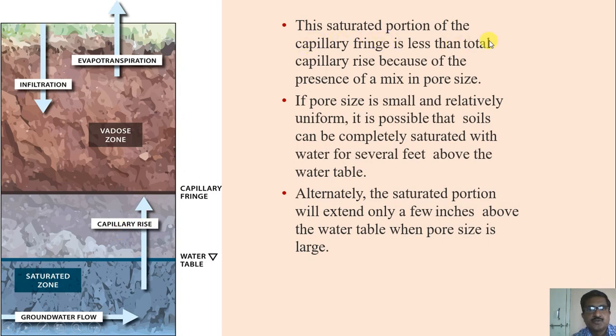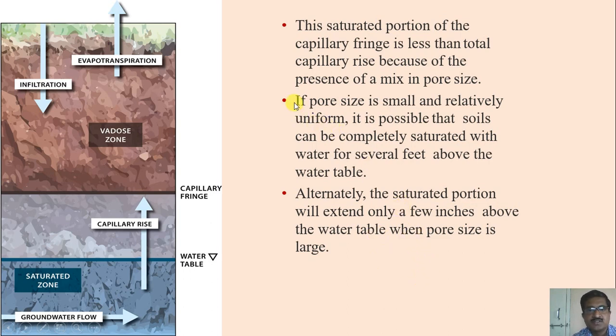This saturated portion of the capillary fringe is less than the total capillary rise because of the presence of mixed pore sizes. If the pore size is small and relatively uniform, it is possible that soils can be completely saturated with water for several feet above the water table. Alternatively, the saturated portion will extend only a few inches above the water table when pore size is large. So you can see that it depends upon the pore size.